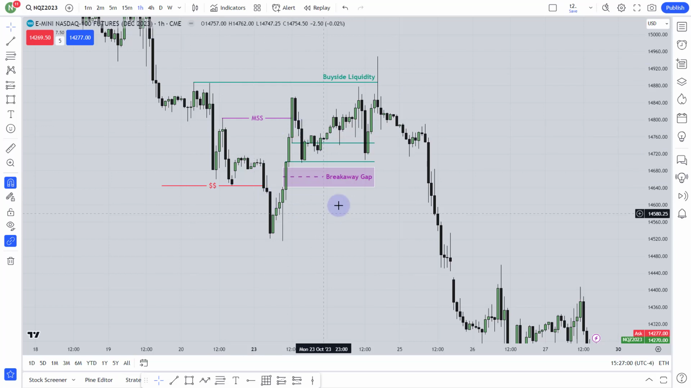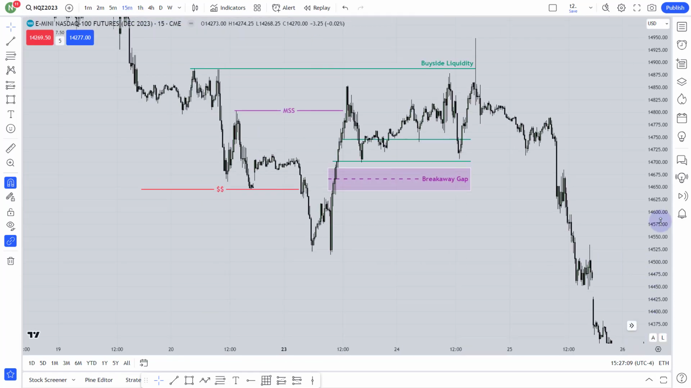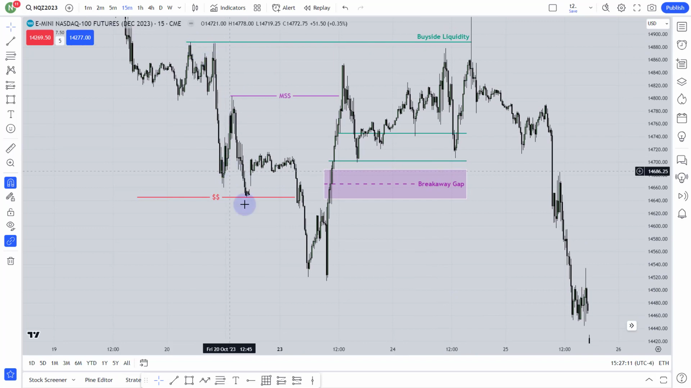So if you get some kind of point of interest from the higher time frame, or if you don't see anything from the hourly chart, you can go to the 15-minute chart, and from the 15-minute chart, the same thing. You can see this is the equal highs, and price has actually done its job over here.